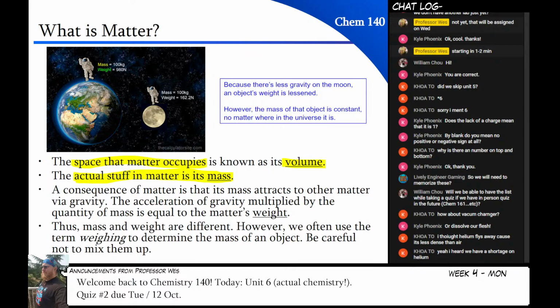But you've probably heard these two terms and thought, well, maybe they're the same thing. And it turns out they totally aren't.